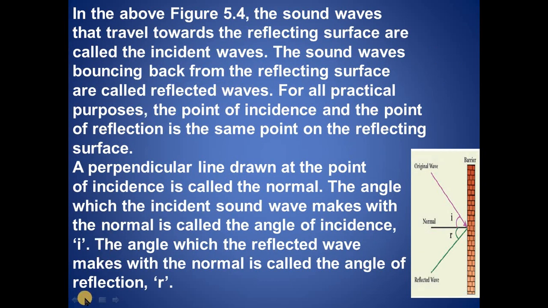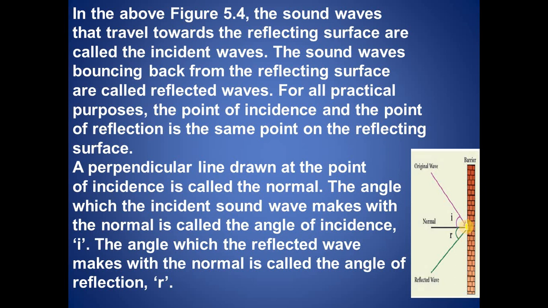Next, in the above figure, the sound waves that travel towards the reflecting surface are called the incident wave. The sound waves bouncing back, this green color line, from the reflecting surface are called reflected waves. For all practical purposes, the point of incidence and the point of reflection are the same point on the reflecting surface.